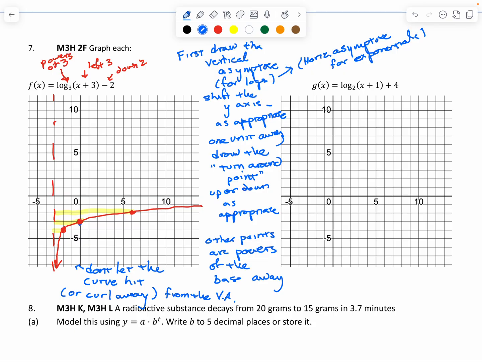That's what asymptote means. All right, last one. Let's see. This is left 1, up 4. VA left 1, up 4 to the 1 to the right of the VA, and then powers of 2. So 1, 2, 4, 8. Okay, 16. No, I don't have enough room for 16. 2, 4, 8. Again, away from the vertical asymptote.